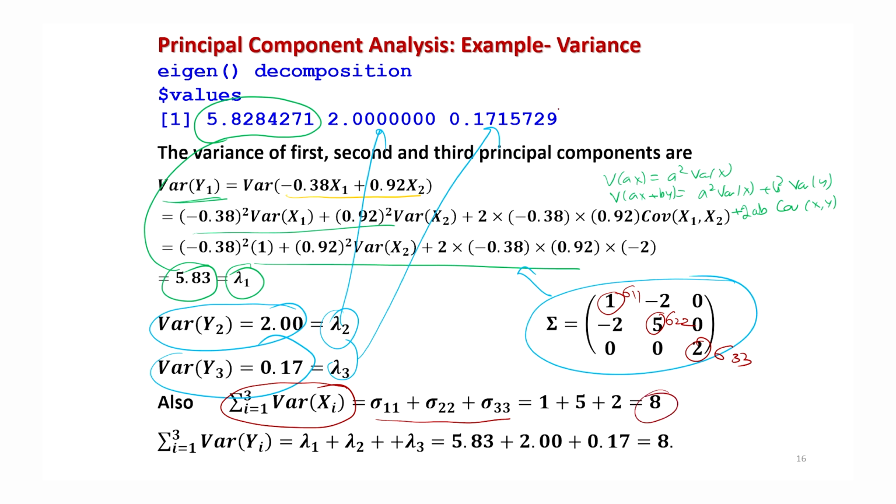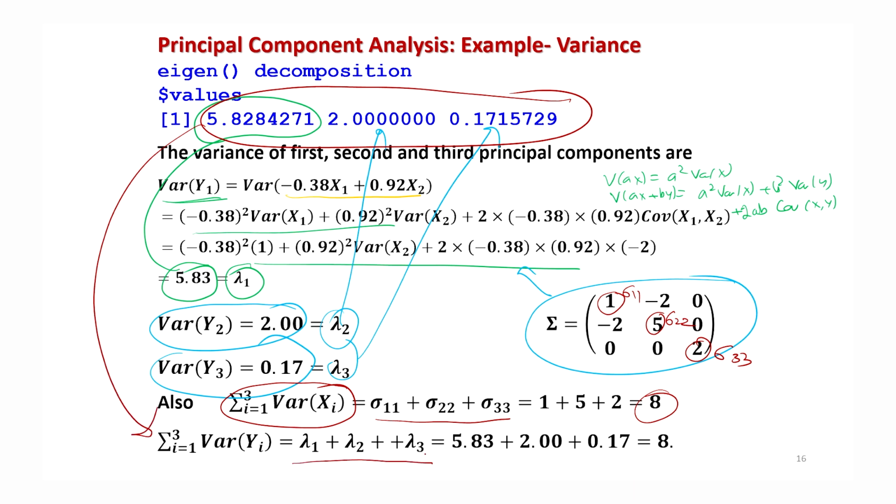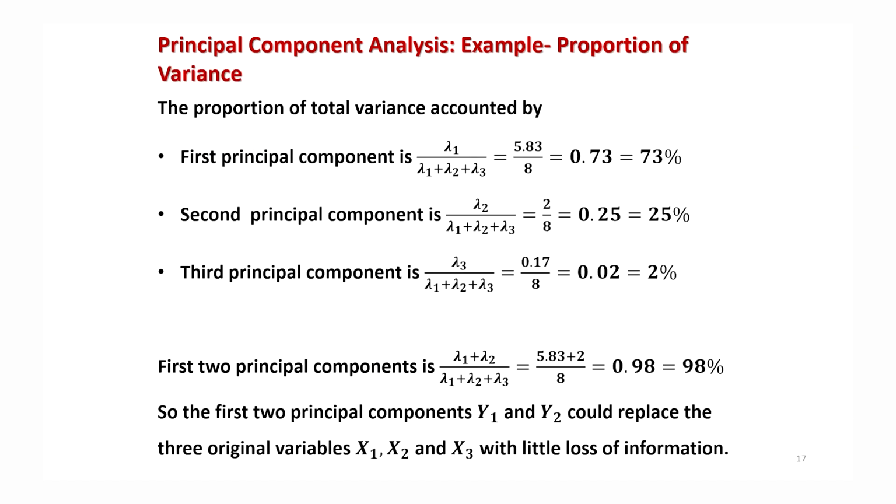And if you use these variances and find the sum of lambda 1 plus lambda 2 plus lambda 3, this will come out to be 8. So you can see it is not a very difficult thing to do, and now based on that you can find what is the proportion of the variance accounted by the first, second and third principal component. The proportion of total variance accounted by the first principal component is lambda 1 divided by lambda 1 plus lambda 2 plus lambda 3, which is 5.3 by 8, which is 0.73, which is equivalent to 73%.